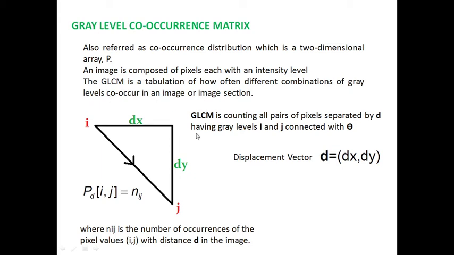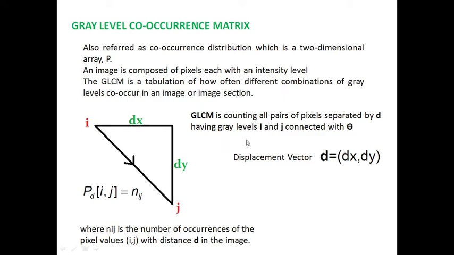Let us take an example here. I will explain how to find the GLCM. For any image you take into consideration, I can obtain the GLCM. How this GLCM works and how it is useful for classification we'll also discuss. So GLCM is counting all the pairs of pixels that are separated by d. Actually this GLCM is a matrix of n cross n.